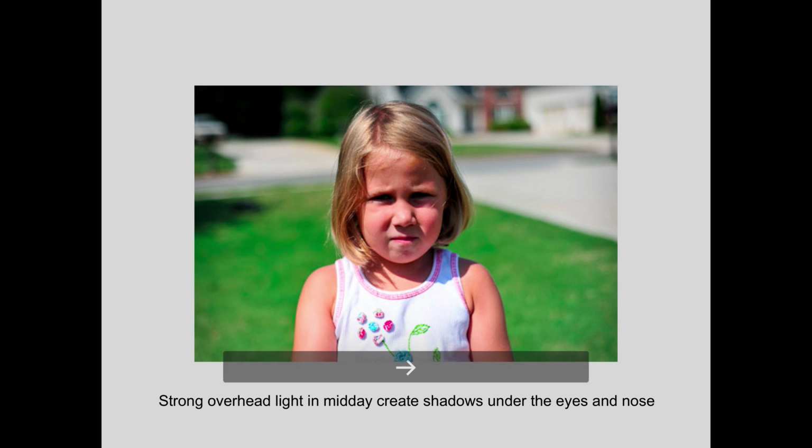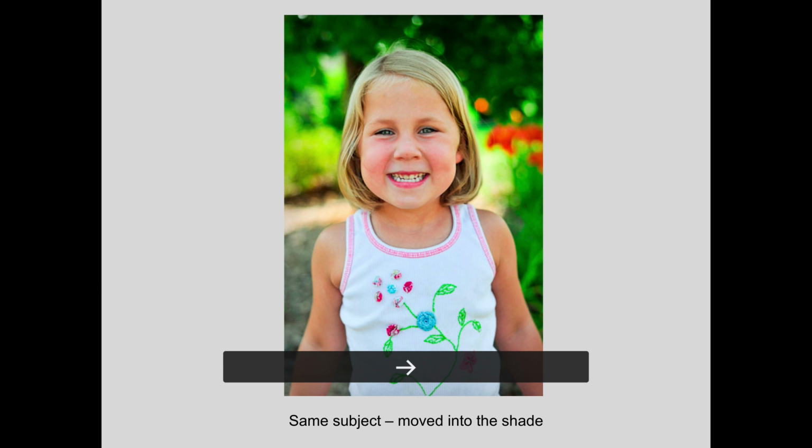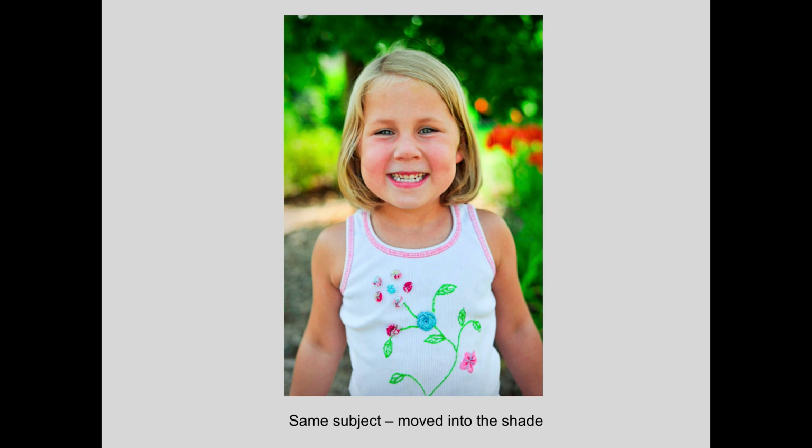So you can see here on this person that if you have a midday light coming down on the forehead, it casts a shadow into the eyes, and maybe it's not the most flattering light. Whereas if we move that subject into the shade, you can see it's more even and you don't get those shadows over the eye sockets.